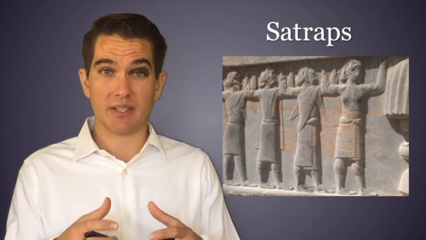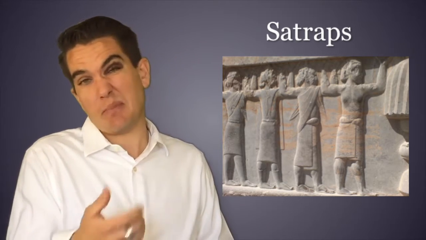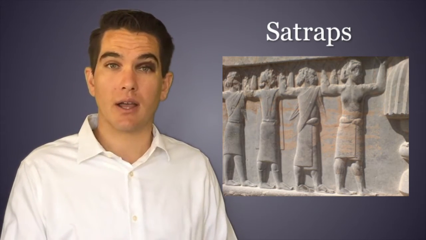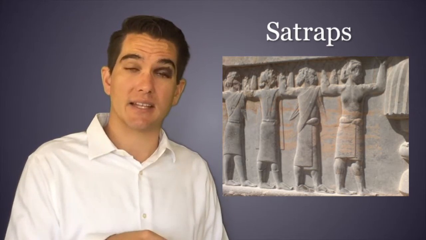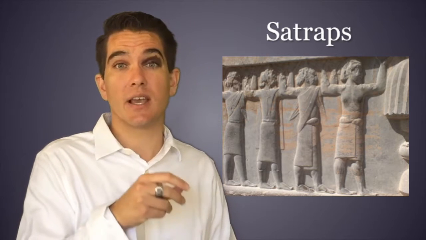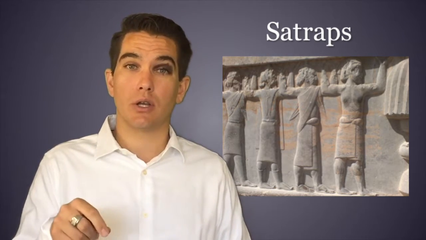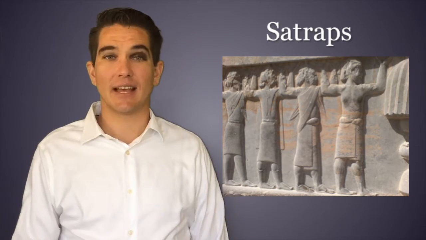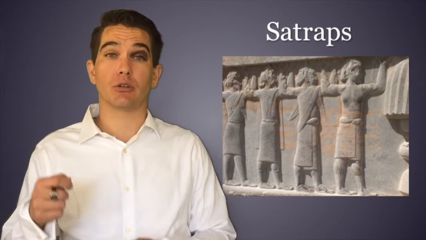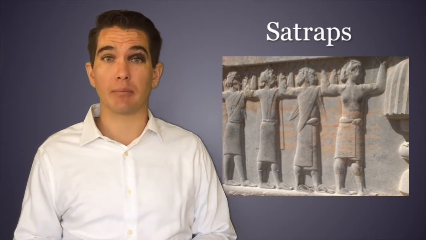And each of those provinces is going to be led by a satrap, which is basically a provincial governor. And he's going to represent the king in that territory. So he's going to collect taxes and travel along the royal road to report back to the king. Similarly, the Romans had regional governors who could report back to the emperor in Rome.